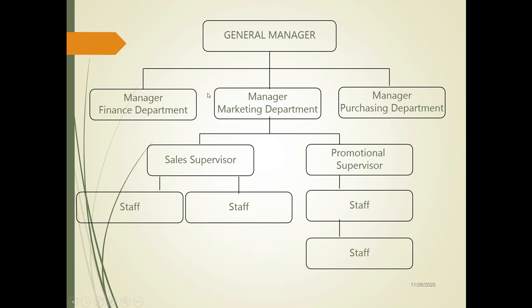The manager of the marketing department has authority over the sales supervisor and promotional supervisor. So it's not possible for the manager of the purchasing department to meddle in the affairs, duties, and responsibilities of the sales supervisor and the promotional supervisor. Why? Because as you can see, the manager of the purchasing department has no authority over them. All right, moving on.